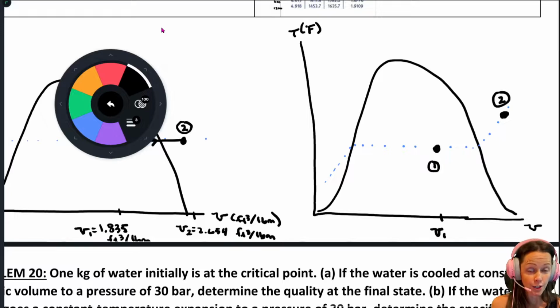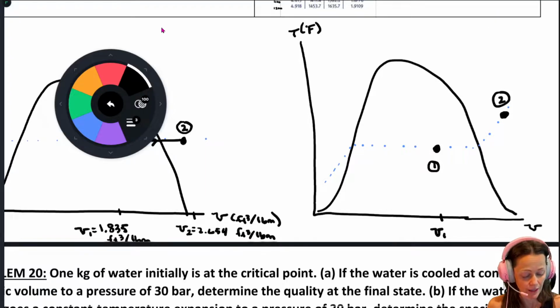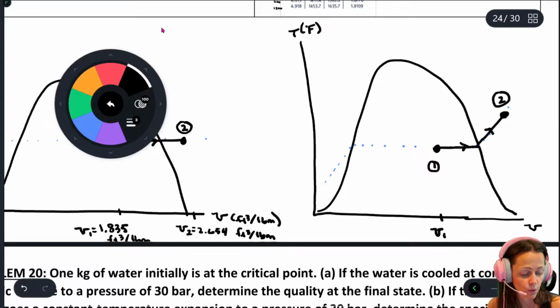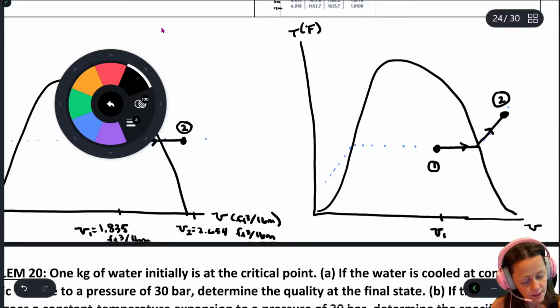What I'm not going to do is draw the line like this, because it doesn't go along that line. It goes along this line, across and up. And that's what I'm looking for on a test. So if it's a constant pressure process, make sure it goes along a line of constant pressure on that TV diagram. So I'll put a little V2 here, perfect.